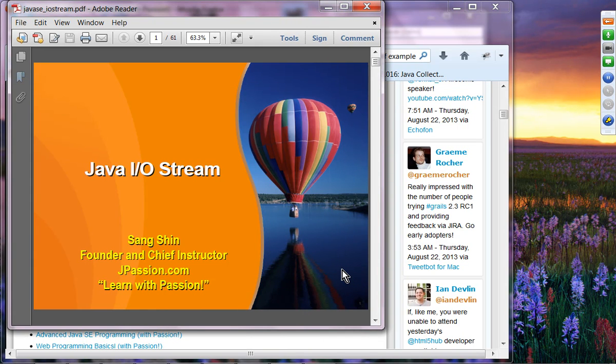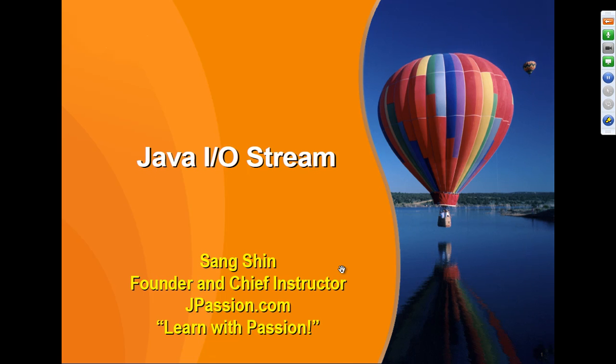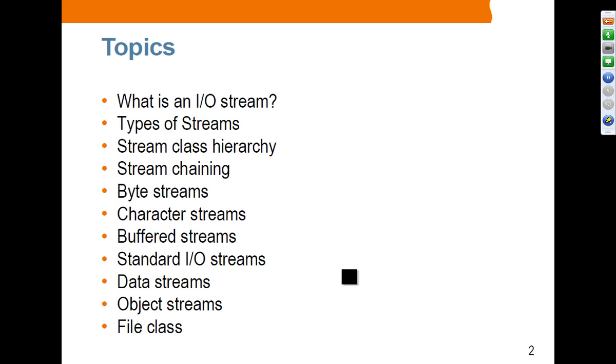Okay, Java IO stream. So these are the set of topics that we are going to cover. We are going to learn what an IO stream is, and we'll take a look at the types of streams, and we are going to take a look at stream IO classes that are provided by the JDK, and then we are going to learn the concept of chaining, and then we're going to actually look into various sets of streams: byte streams, character streams, buffer streams, standard IO streams.